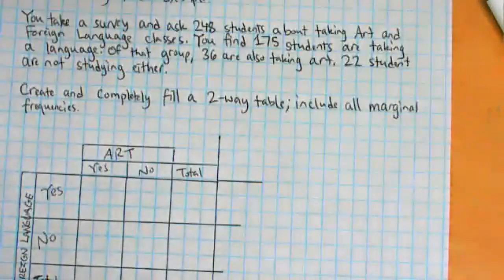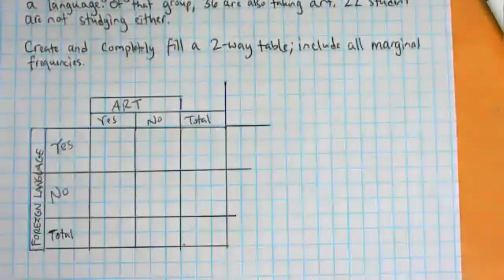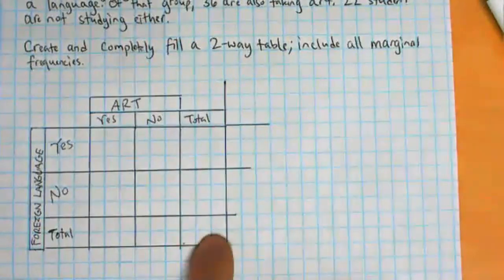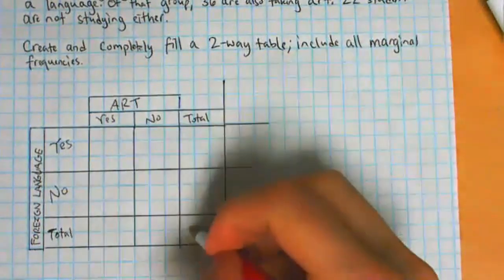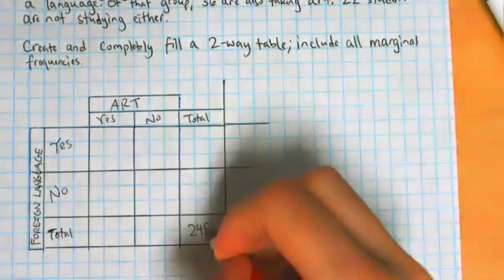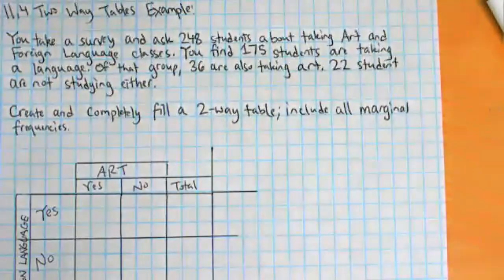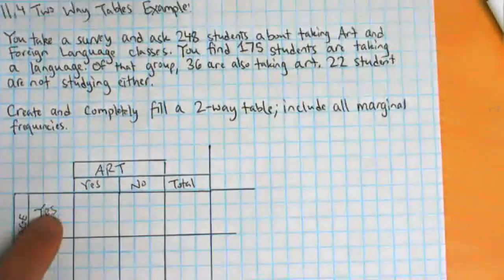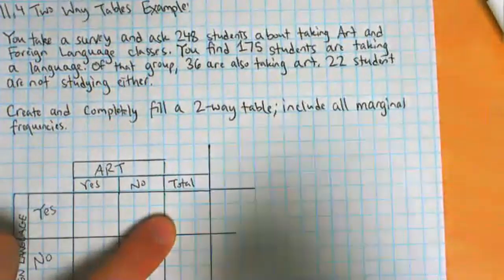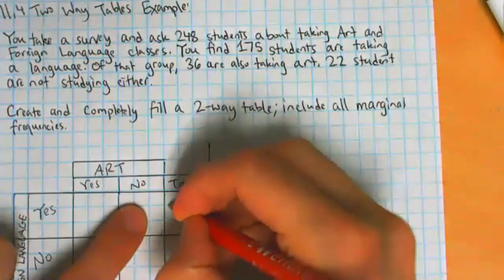So now we need to fill out the information that's provided to us. The first thing we get right off the bat is that we asked 248 students to take part in the survey. So our total of totals in the corner down here is going to be 248. Then our next sentence says you find 175 students are taking a language. So that means yes, 175 total students are taking the language. That will fill in this category.